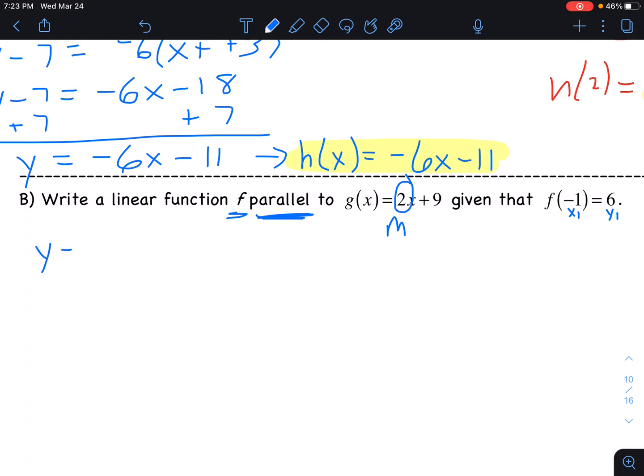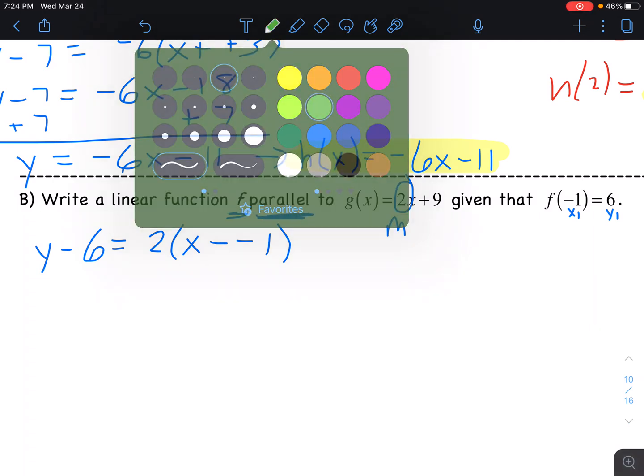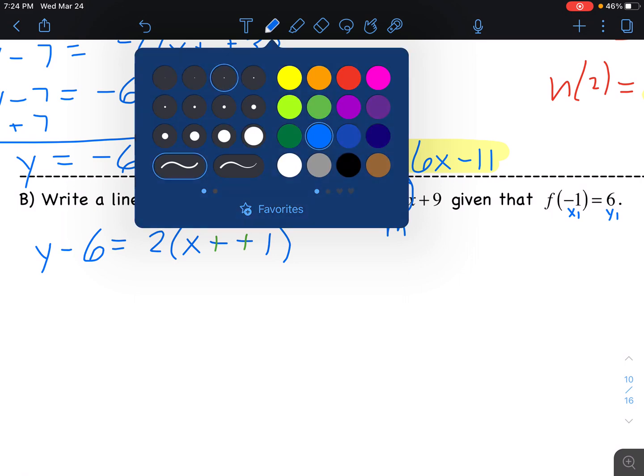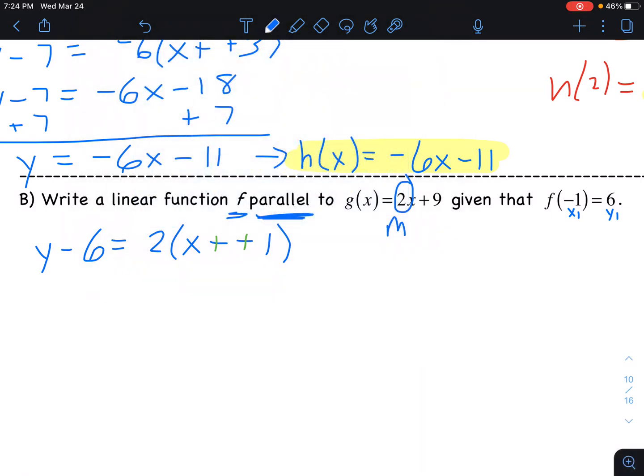Y minus y1 equals m times parentheses x minus x1. Those double negatives, let's change to a plus, so it's x plus 1. And let's convert this to slope-intercept. Distribute the 2, get rid of parentheses. Then we're going to add 6 to the 2.